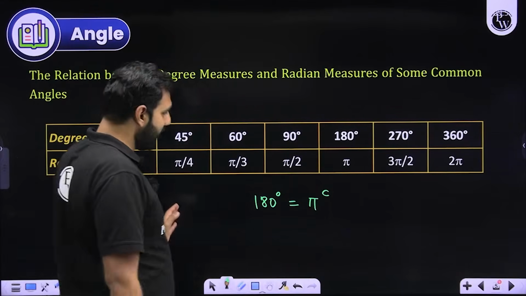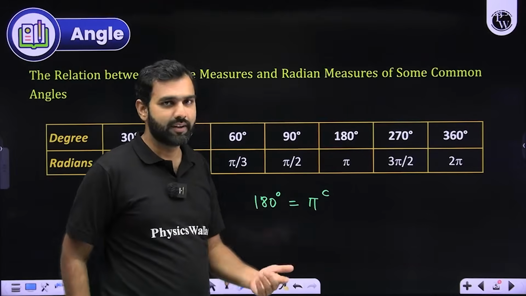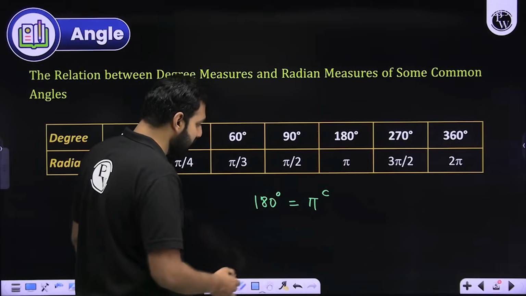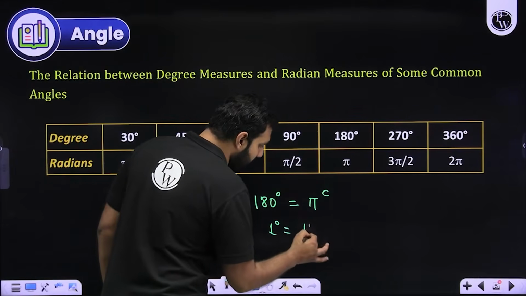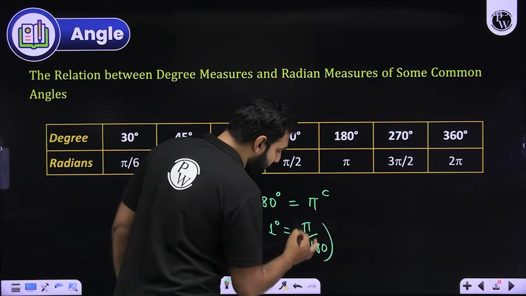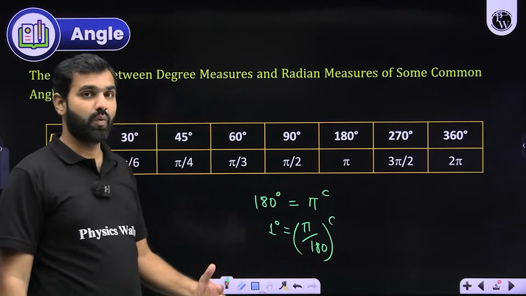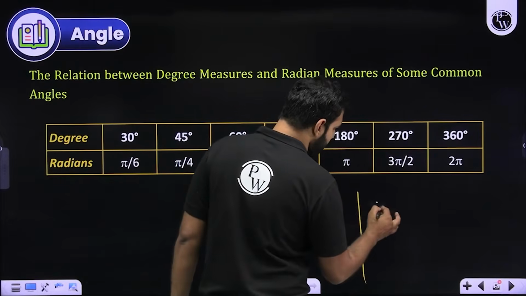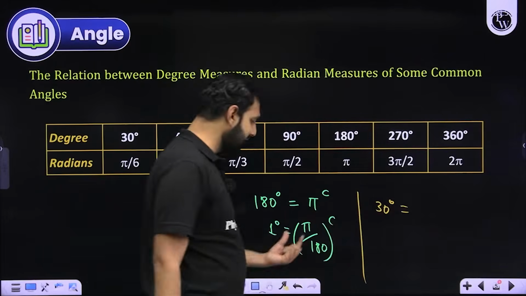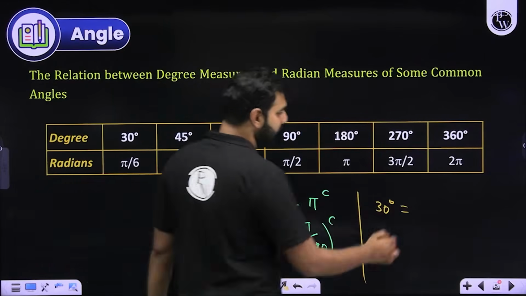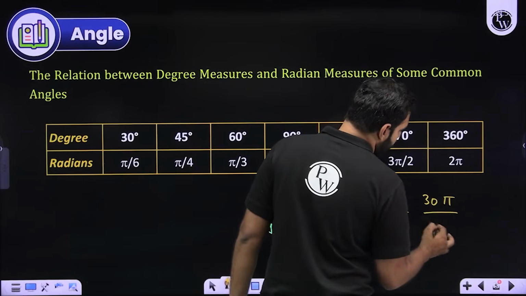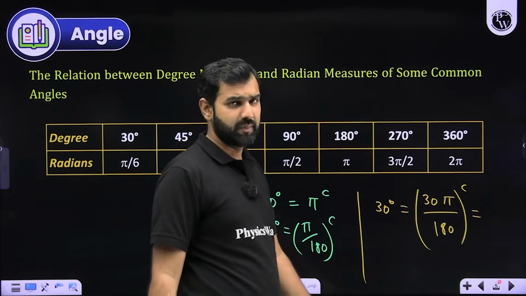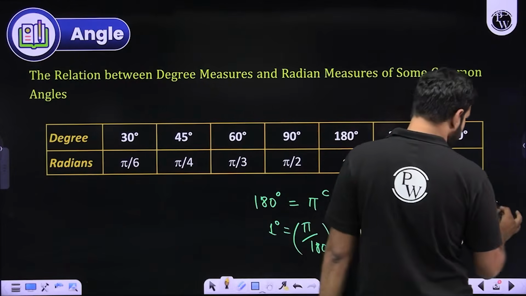Now, we know that 180 degrees is pi radian. I want to know what 30 degrees is. By that unity rule, can we not get the 30 degrees conversion into radians? 1 degree will be nothing but pi by 180 radian. But what are we asked? The conversion of 30 degrees. If 1 degree is pi by 180 radian, 30 degrees will be 30 pi by 180 radian, which when simplified, 30 by 180 is 1 by 6, so it should be pi by 6 radian.